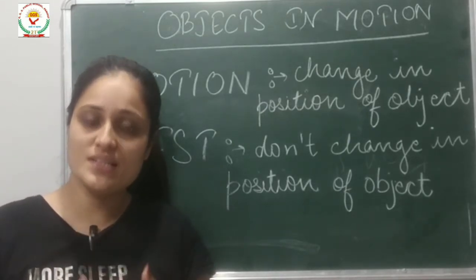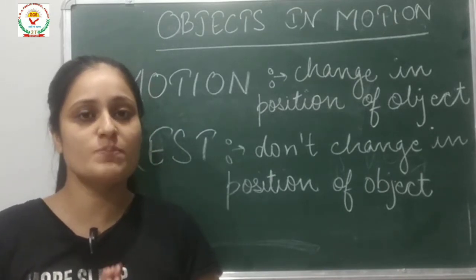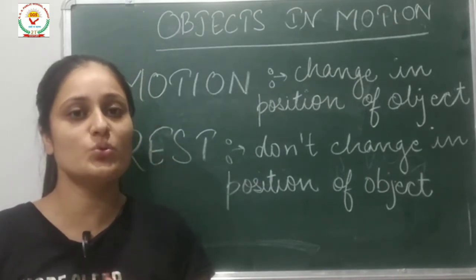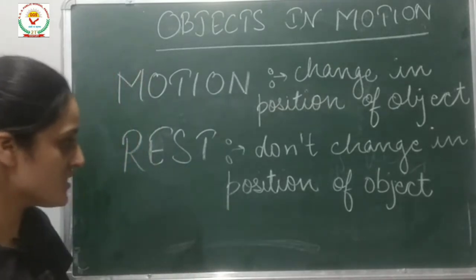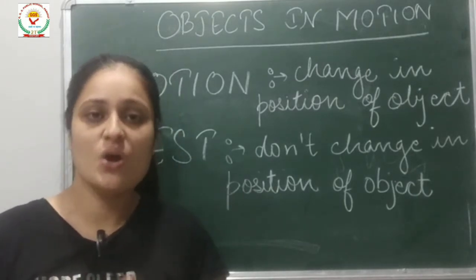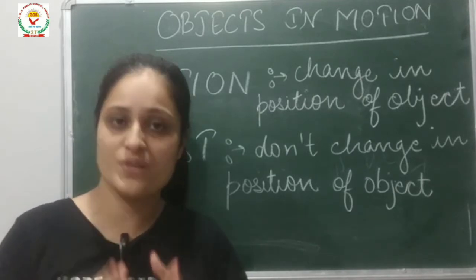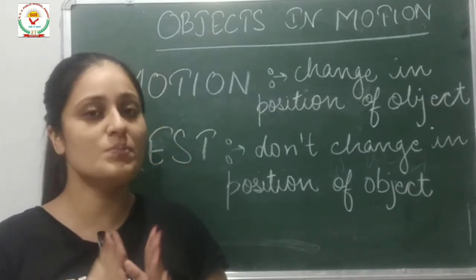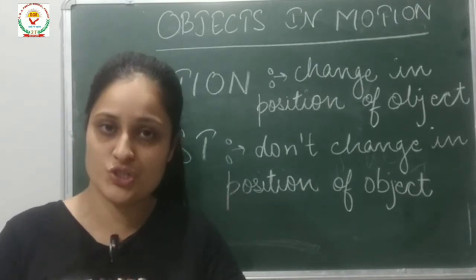An object is said to be in motion when it changes its position with respect to a fixed object. And what is rest? An object is said to be at rest when it does not change its position with respect to a fixed object. In brief, you can say that rest is the reverse of motion.